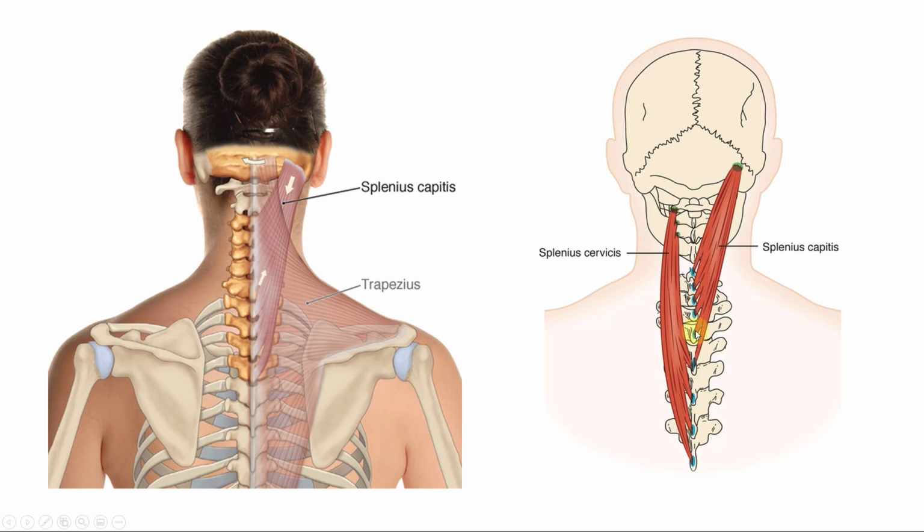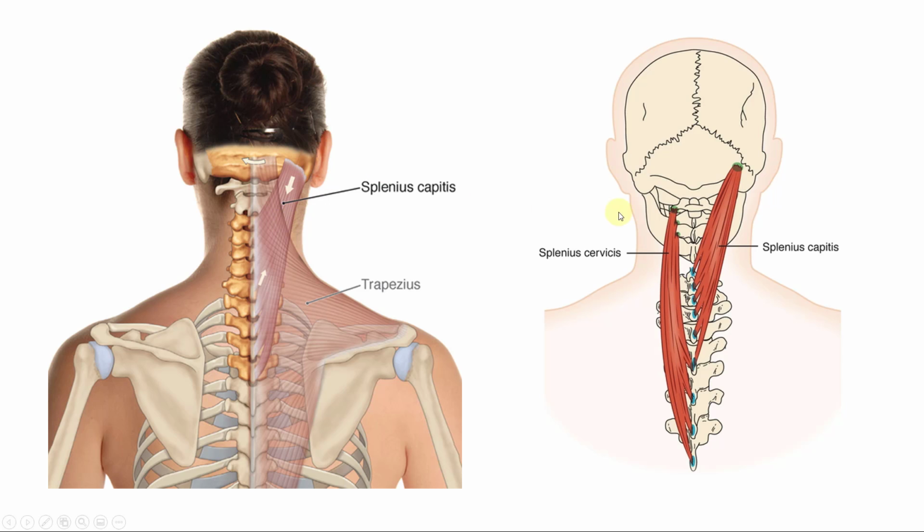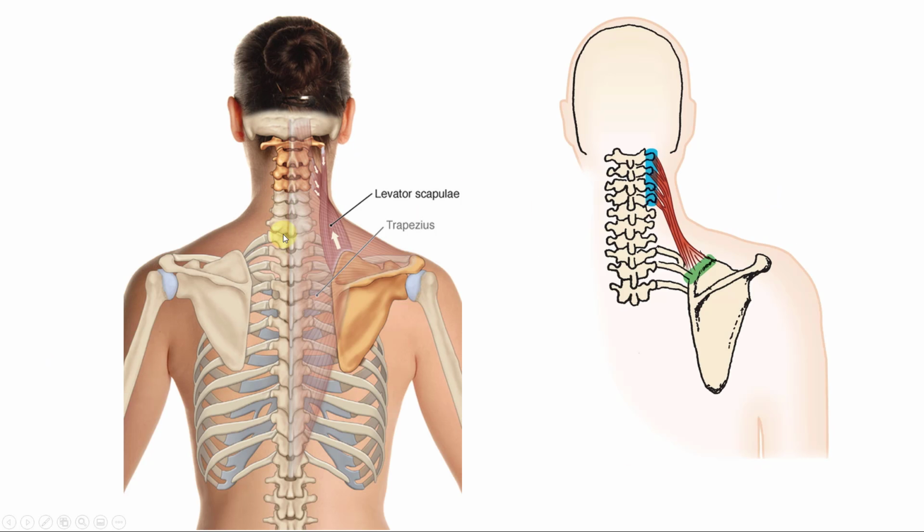You can see that it originates at the spinous process, and then the cervical division goes to the transverse processes of the upper cervical spine, and the capital division goes to the lateral. And so it has this medial origination and a lateral insertion. So you can see the cervicus here and the capitis there, and they're just tucked right underneath one another.